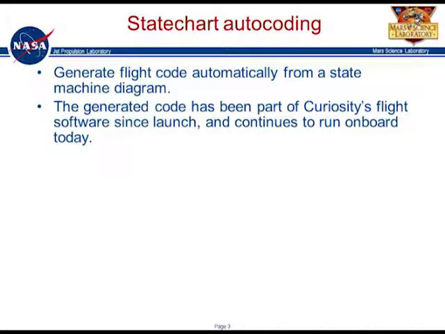So today's talk, I'm going to get into state chart autocoding, which is a tool I use to help me in my task of writing flight software. The basic idea is you automatically generate flight code from a state diagram. And the code that's generated using this has been flying on Curiosity since launch. It helped get us to Mars, and it's actually still running there every day when we boot up.